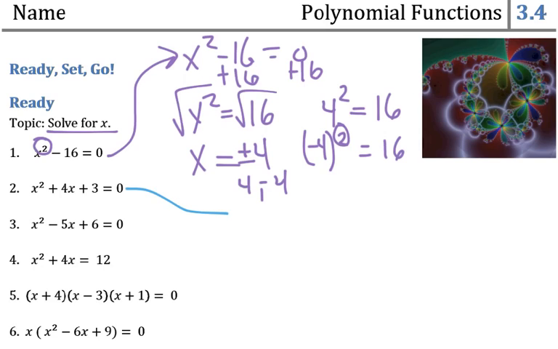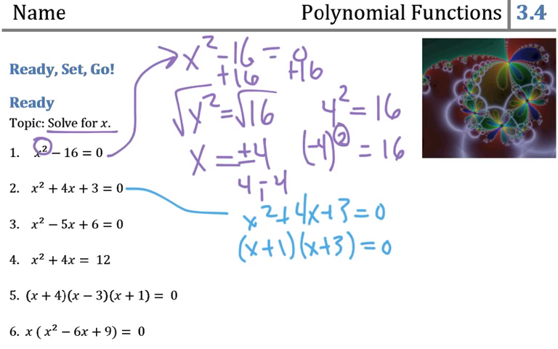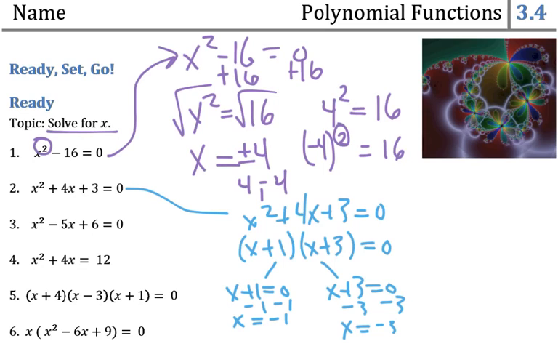Okay, for number 2, x squared plus 4x plus 3. So we've got to factor this. When we factor it down, we get x plus 1 and x plus 3. Then we separate each one of these and set them equal to 0 by themselves, and then solve for x. So we get x equals negative 3 and x equals negative 1.